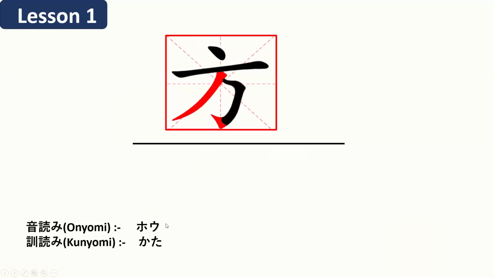Onyomi is hou. Kunyomi is kata, meaning person. It is used to refer to a person in a polite way. Kata is a person.